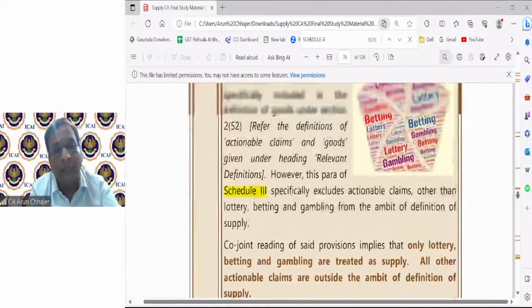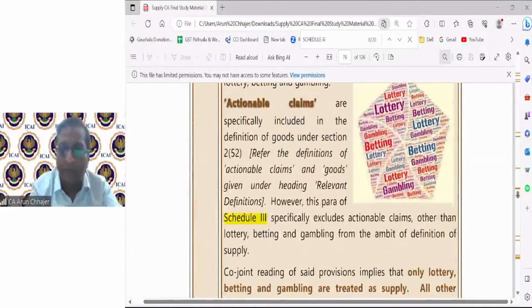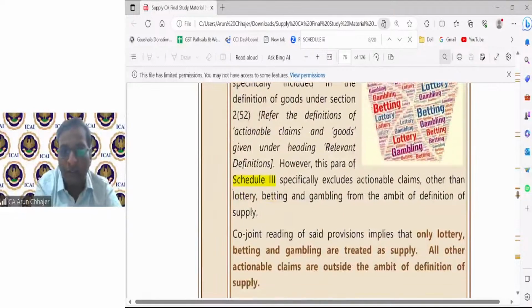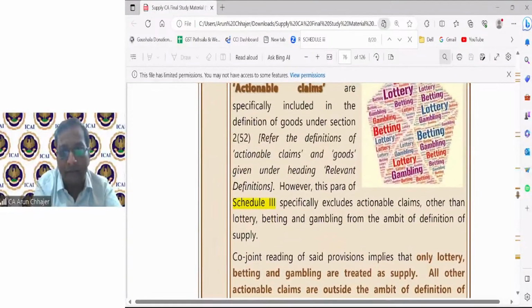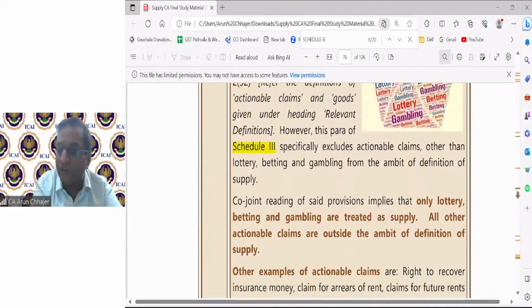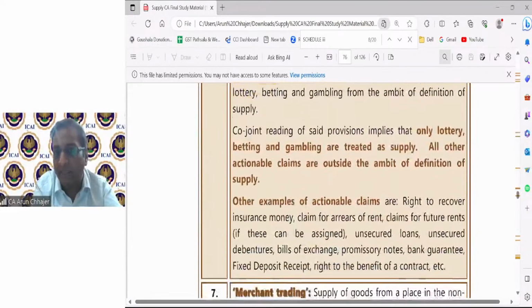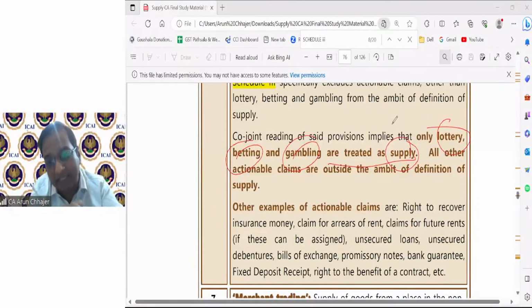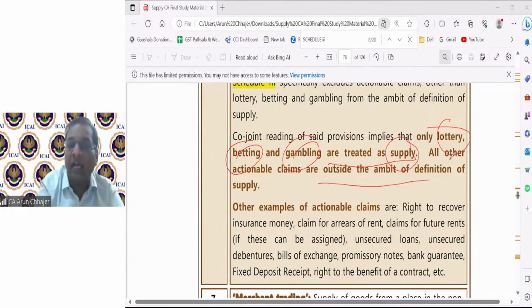Fine. Now, actionable claim. What is the actionable claim? Actionable claims are included in the definition of goods, and Schedule 3 excludes the actionable claim other than lottery, betting and gambling. It means lottery, betting and gambling are actionable claims, and only these 3 are considered as goods. All others are outside the ambit of the actionable claim.